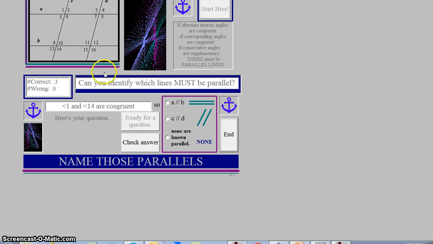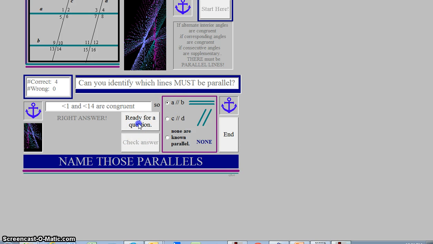Ready for a question? 1 and 14 are congruent. 1 and 14 are only congruent when... This is a good one. See how 14 is congruent to 9 because they're a vertical angle pair? Well, that only happens when 9 and 1 correspond. And 9 and 1 correspond when we can translate angles 1, 2, 5, and 6 down onto 9, 10, 13, and 14. And that only happens when line A and B are parallel.